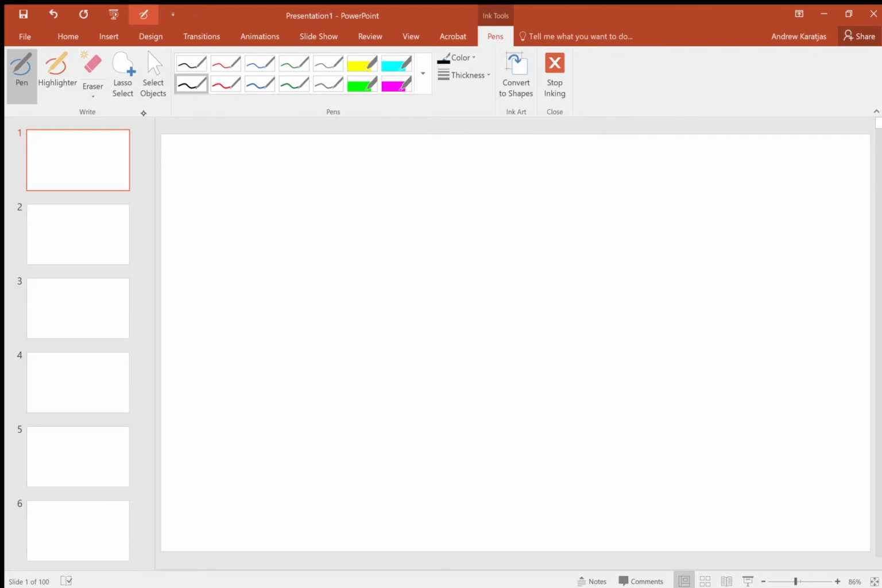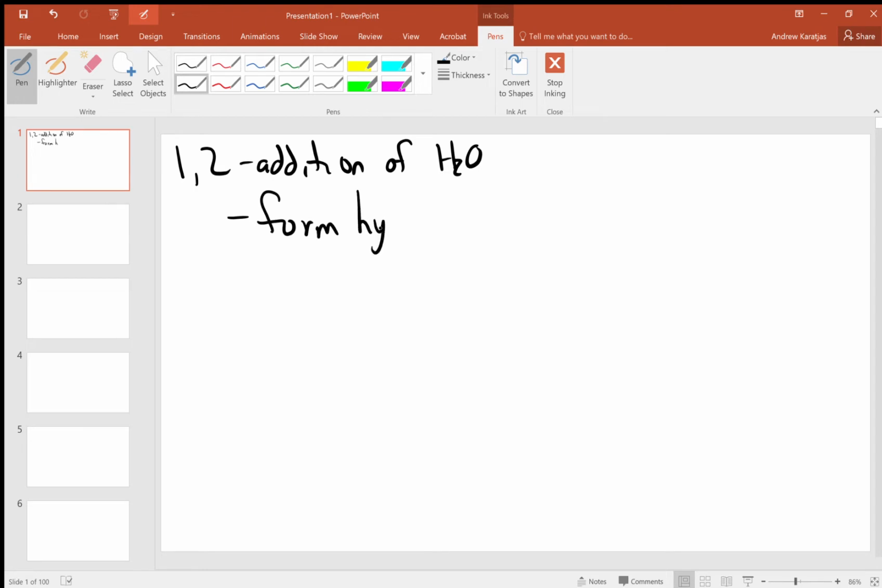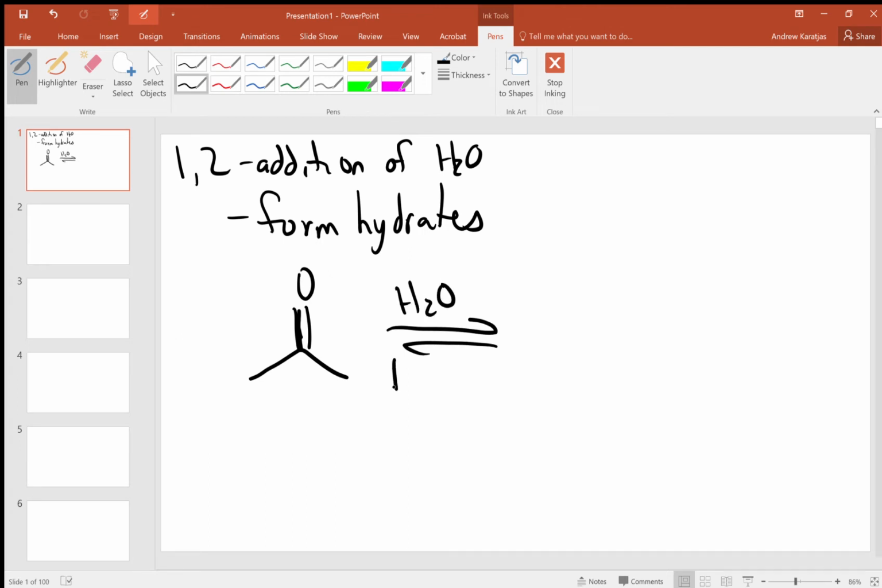So now we take a look at the 1,2 addition of water to aldehydes and ketones. This is a reaction that's generally used to form hydrates from these carbonyls. And the overall reaction is that we start with a carbonyl, an aldehyde or ketone, and through the addition of water under either acidic or basic conditions, we form a hydrate.